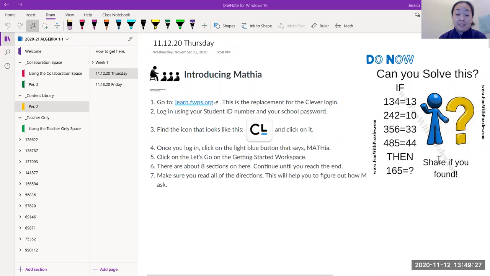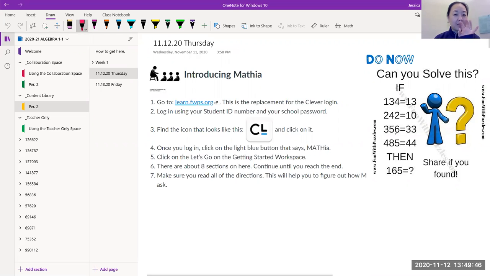So this was our do now today, and I don't know if you guys figured it out as well. So far nobody had figured it out in class, but try to think of a reason why this is equal to 13. What would we do with these numbers? Because it has to do with the numbers to make it equal 13. Okay. And then same thing with the 242. Why is it equal to 10?